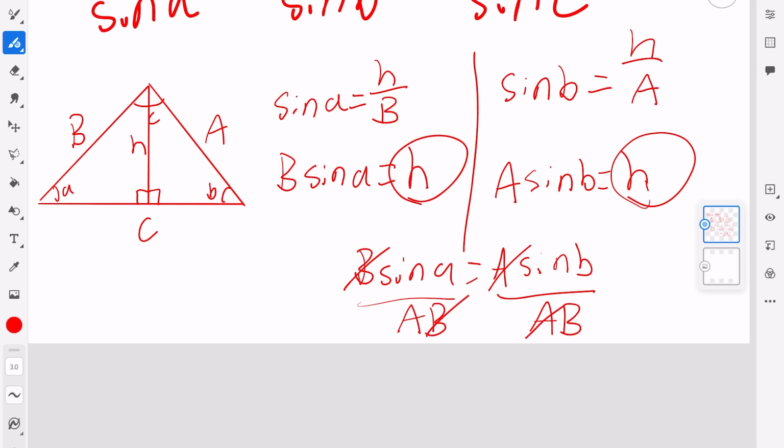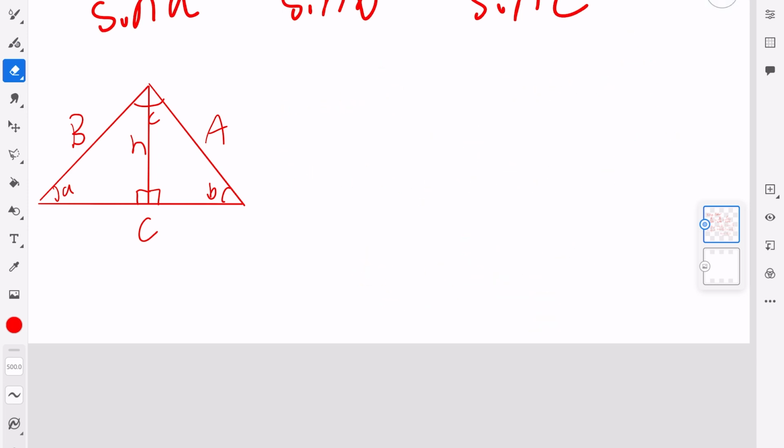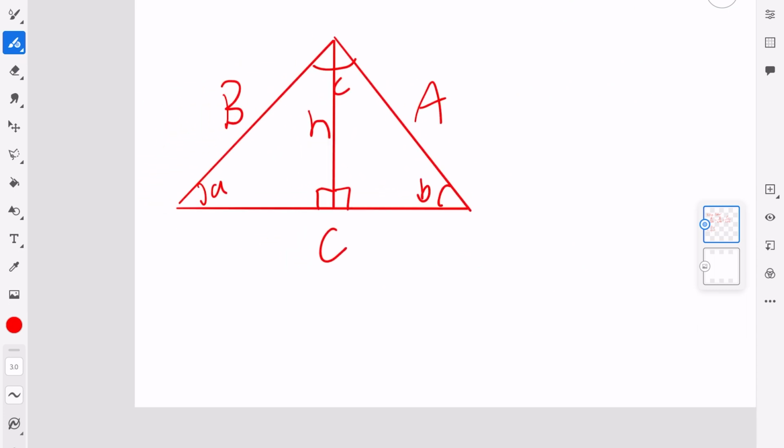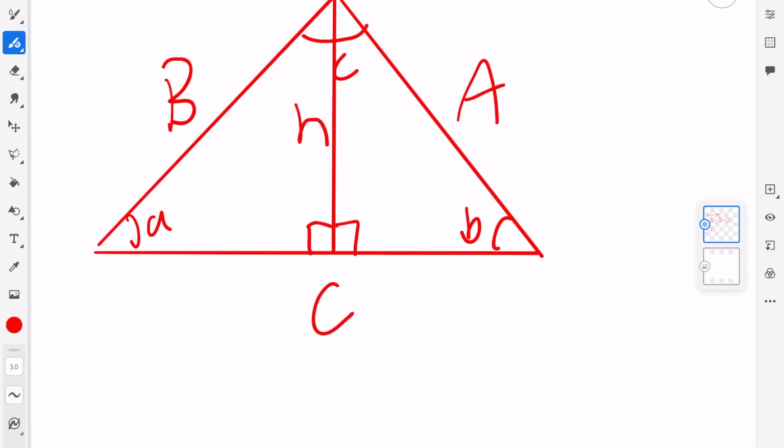So a question I usually have is, what about C? Like, what happens to C? Well, C in fact also works, and we don't really have to prove it through this angle in particular.